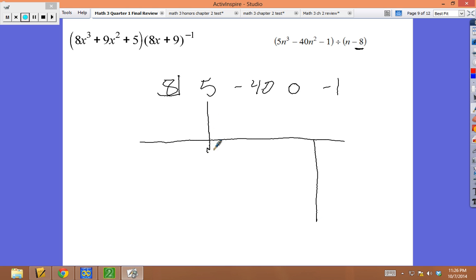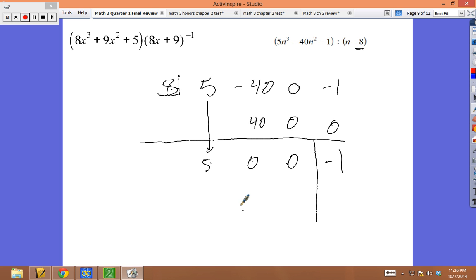So move number 1, bring the 5 down. 8 times 5 is 40. Oh my gosh, this one's lame too. Add these up. Negative 40, 40, that's nothing, so that's 0. 8 times 0 is 0. 0 and 0 is 0. So 8 times 0 again is 0, and a negative, so just bring this down.